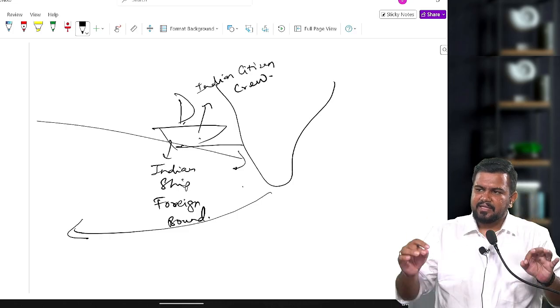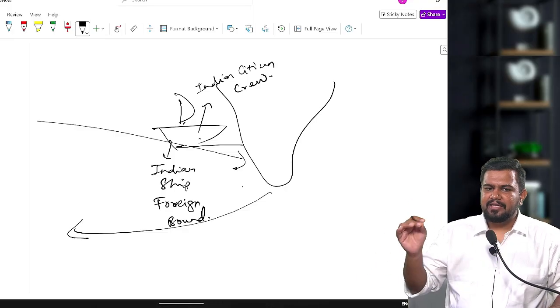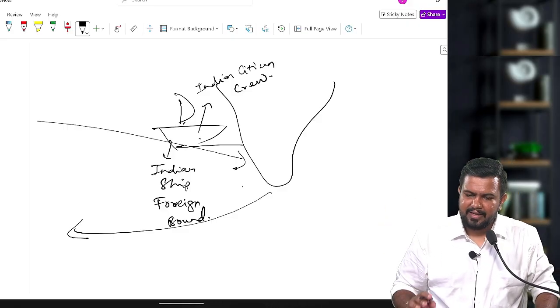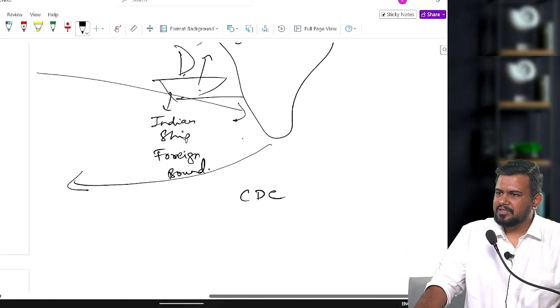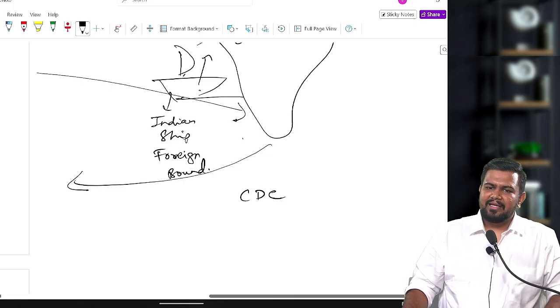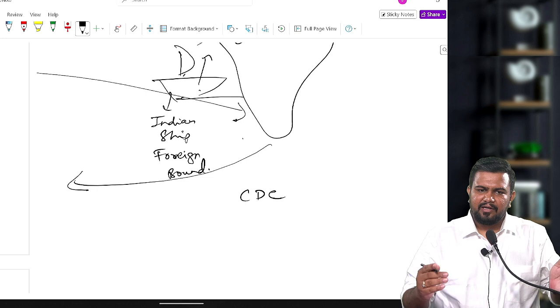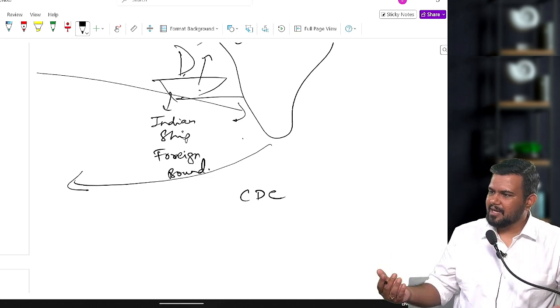So, an Indian citizen crew member on a foreign bound Indian ship in an eligible voyage. If all these conditions are satisfied, then you have to see the CDC, the Continuous Discharge Certificate. This is nothing but an attendance register for the ship. If you are entering the ship, you sign and go inside. When you are coming out of the ship, you sign and come outside.